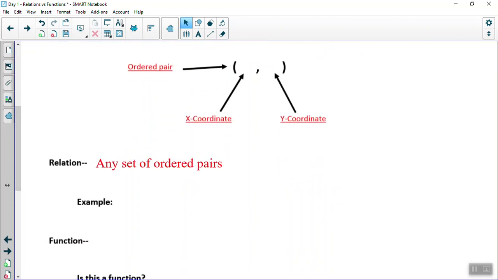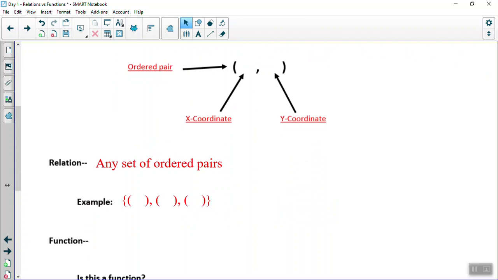A relation is any set of ordered pairs. So for example, we could take any ordered pair we want and put a group of them together. Now because the key word here is set, we have to put it inside curly brackets, just like when we did set builder notation.